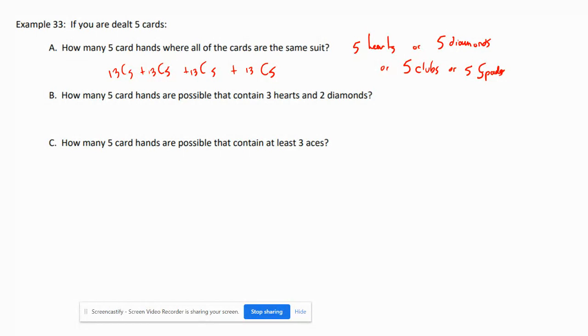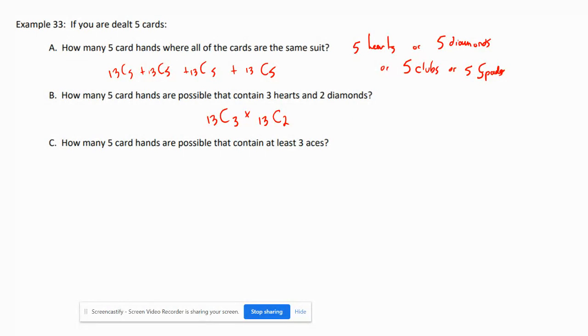Okay, how many 5-card hands are possible that contain 3 hearts and 2 diamonds? Okay, so we know that there are 13 hearts in a deck. So we want 13 hearts, and we want to choose 3 of them, times there's 13 diamonds total, and we want 2 of them like this. Okay, so guys, I'm not finishing all these questions, but you would need to actually put all these into your calculator to get a final number at the end for your final answers.